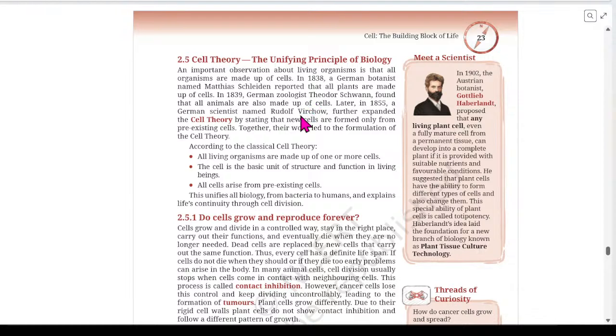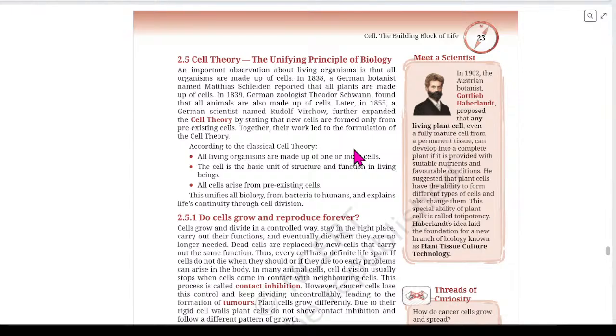Later in 1855, a German scientist named Rudolf Virchow further expanded the cell theory by stating that new cells are formed only from pre-existing cells. Together, their work led to the formulation of the cell theory, which has various postulates.